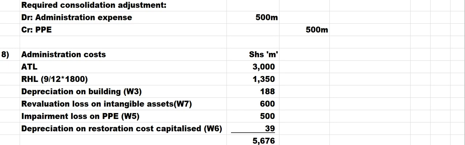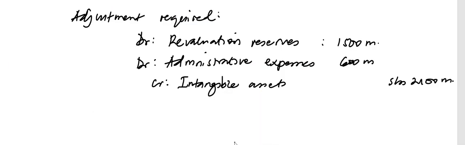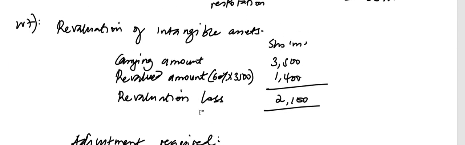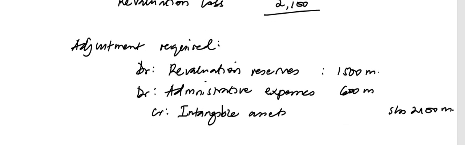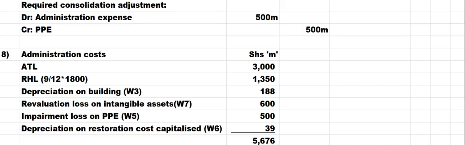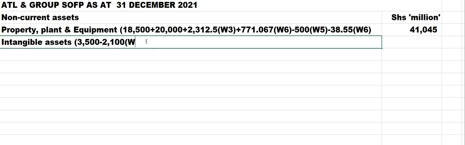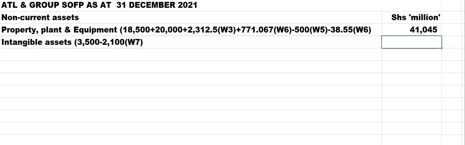Where is working 7? I think it's the other side. Oh, this is working 7. There is an impairment of 200 from working 7, so we net off that impairment. The sub has no intangible assets. So this gives us the 1,400.